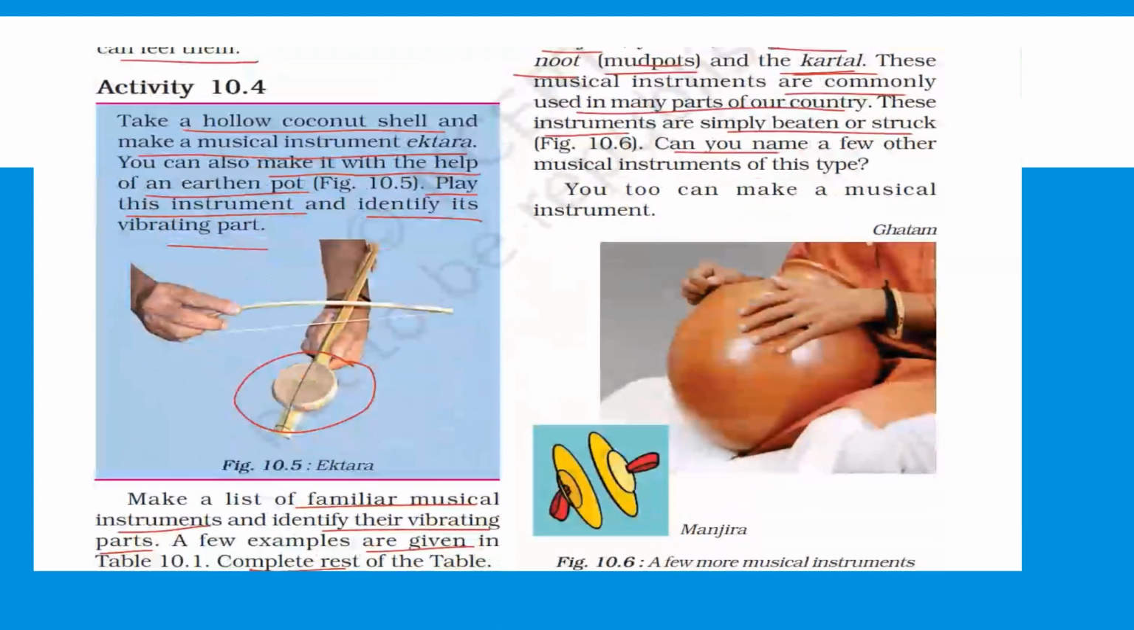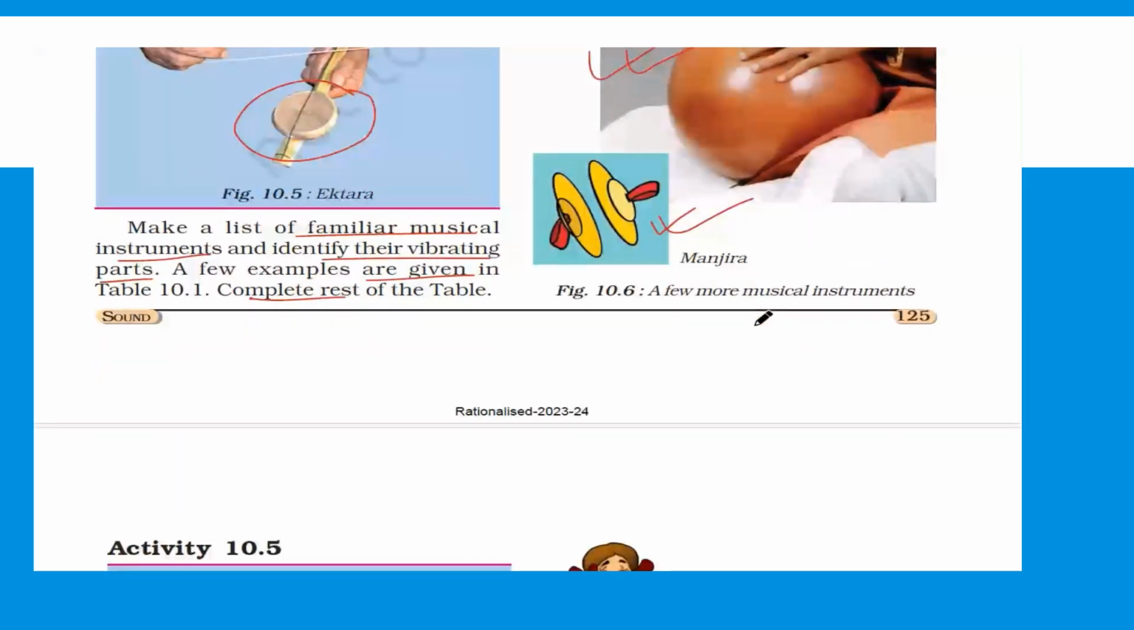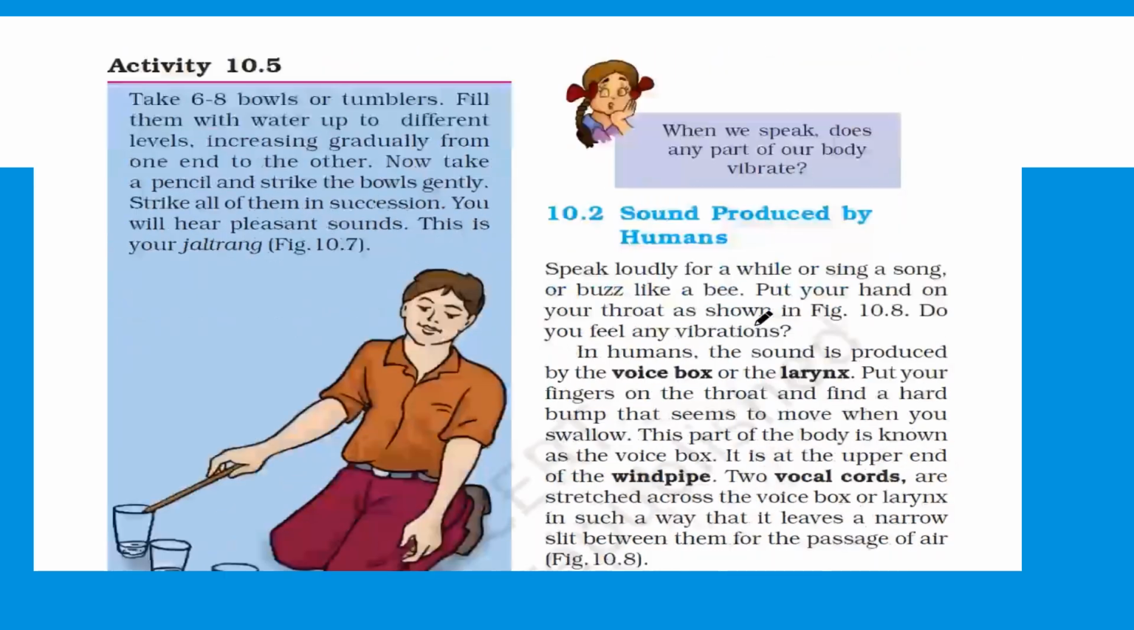So these are all beat instruments. This is ghatam. This one is manjira. All are beat instruments. When you beat them, they create sound, they create vibration, and once the vibration stops, the sound will also stop.